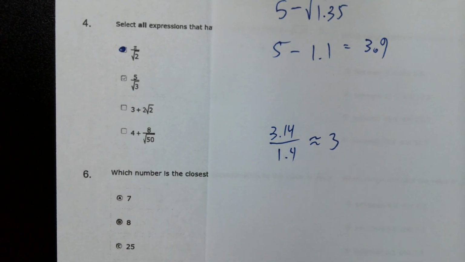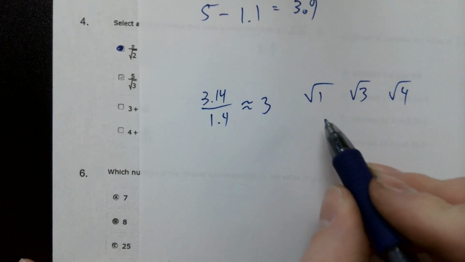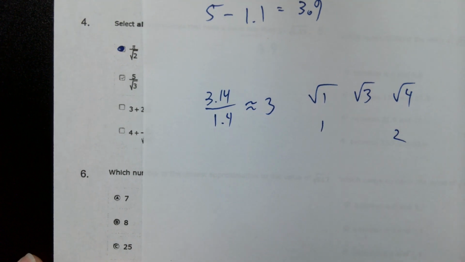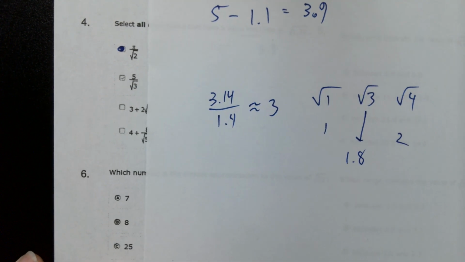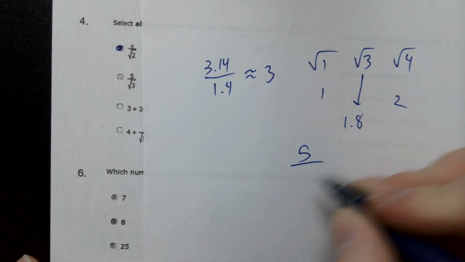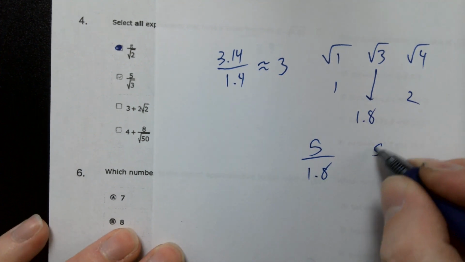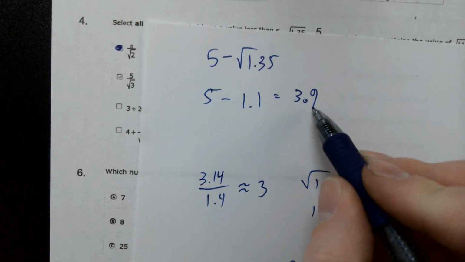5 over root 3. What's root 3 really close to? Root 4. It's more than 1, less than 2, but it's closer to 2. Let's call this 1.8. We could call it 1.7, we can call it 1.9, it doesn't matter. 5 over 1.8. Well, how many times would 1.8 go into 5? Like 2.5 times or something? Even if we say, let's just call this 2, 5 over 2 is 2.5. Is that less than 3.9? Yes.